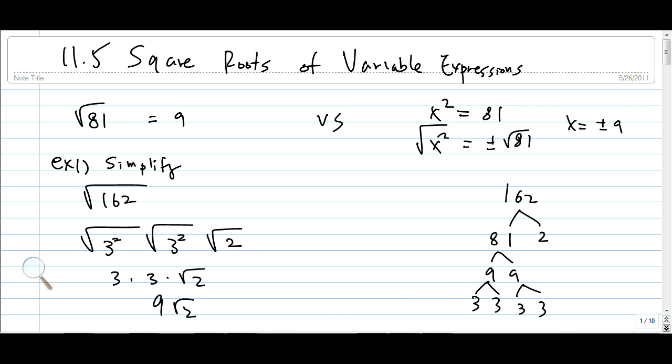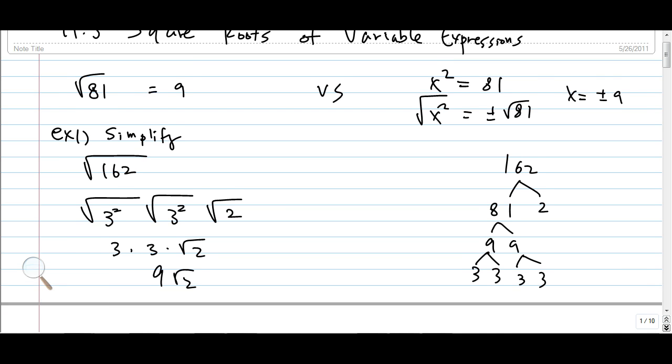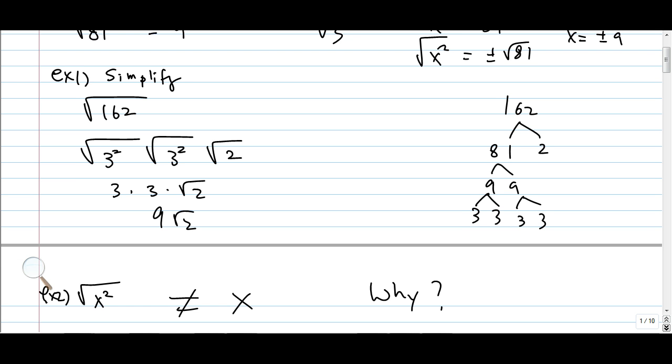Okay, you guys remember doing things like this? When the radicand, remember the number inside the square root is called the radicand, is not a perfect square, you do a factor tree to see if there's a factor that is a perfect square, and then you simplify that way. We've done this before.